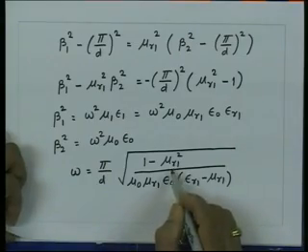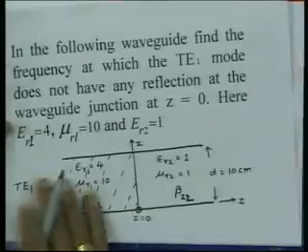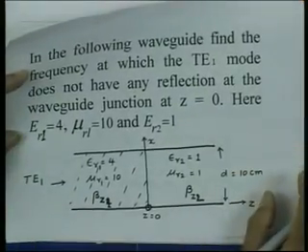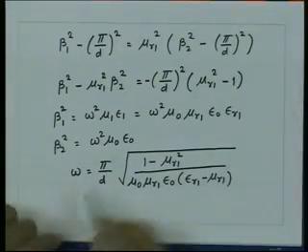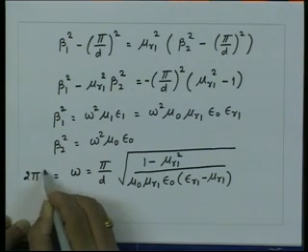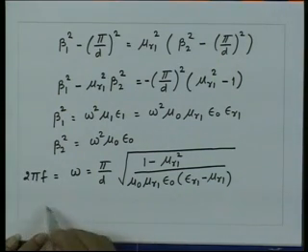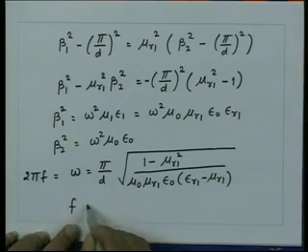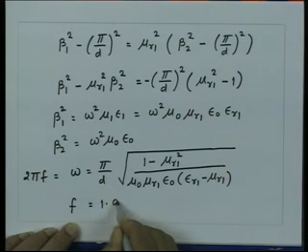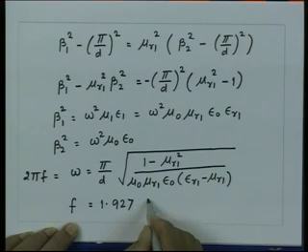Substituting now for these parameters mu r1 equal to 10, epsilon r1 equal to 4, and all that, we can solve for the frequency. So, this omega will be 2 pi into frequency. So, we can calculate from here the frequency that will be equal to 1.927 gigahertz.